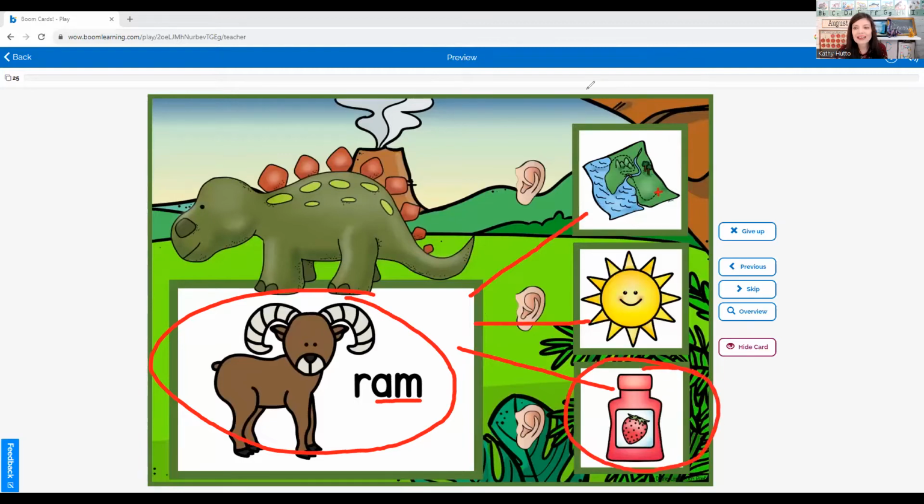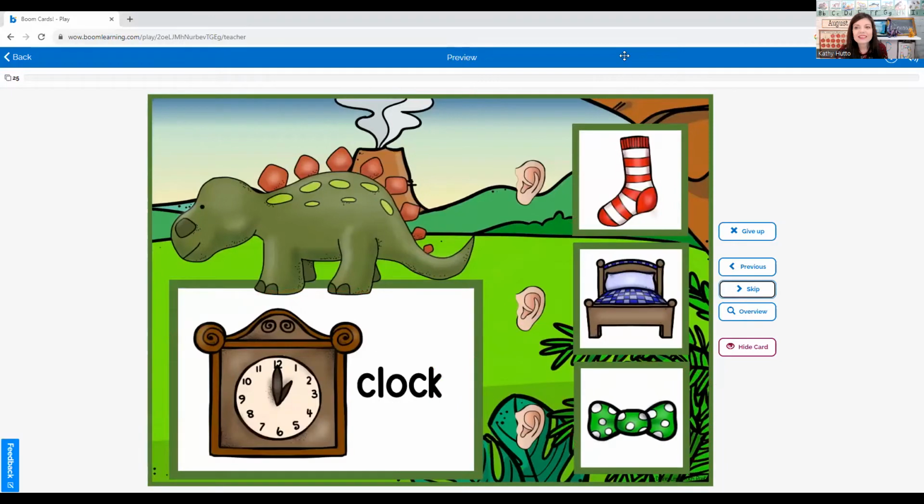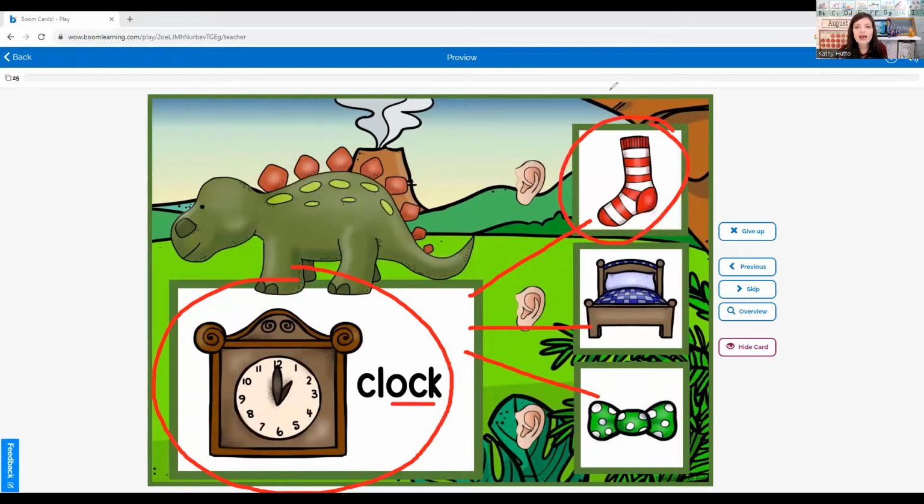Jam. Very good. The dinosaur is holding a clock. Which word rhymes with clock? Sock, bed, bow. Clock, sock.